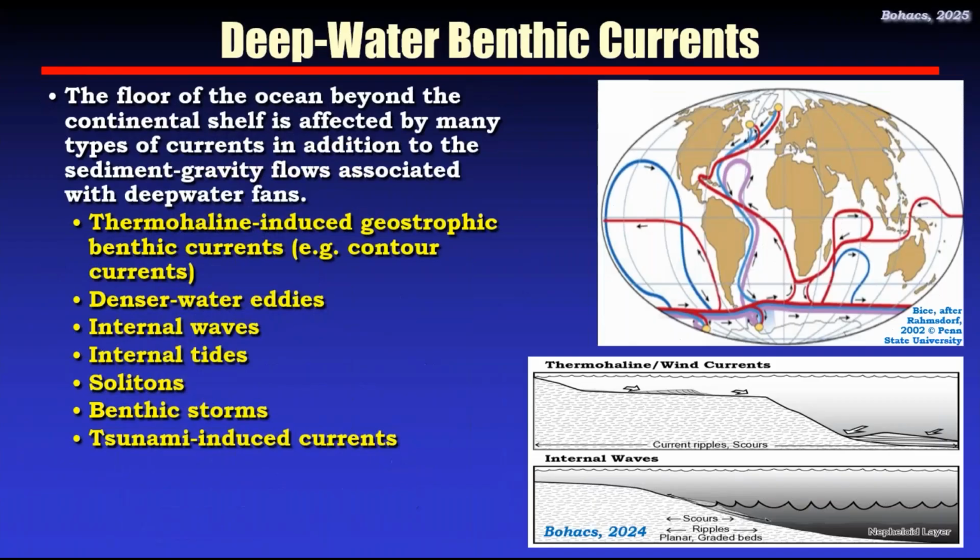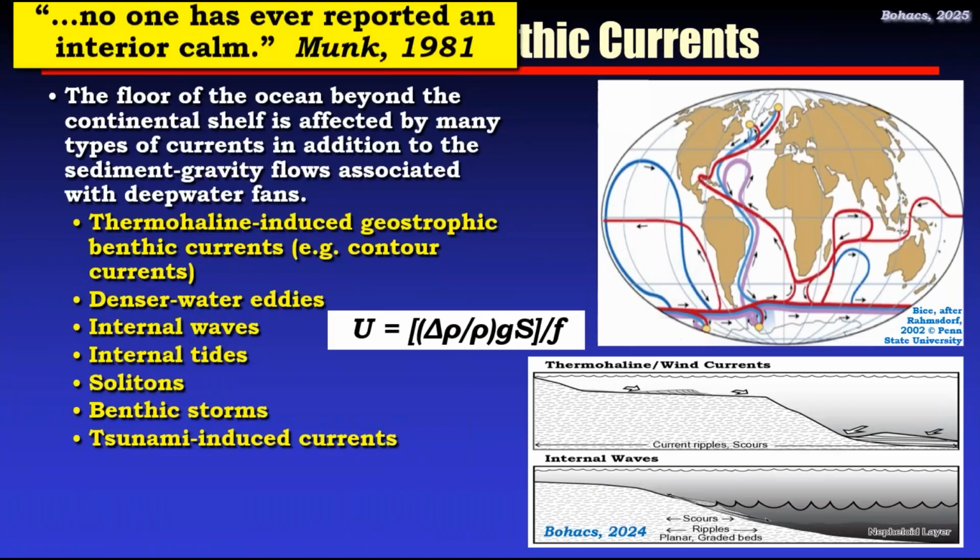The floor of the ocean beyond the continental shelf is affected by many types of currents. These currents include thermohaline-induced geostrophic benthic currents, of which contour currents are only one type, denser water eddies, internal waves and tides, solitons, benthic storms, and tsunami-induced currents. All these current types share the fact that they are driven by gravity working on water masses of different densities due mostly to temperature and salinity.